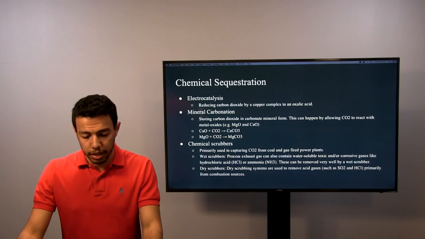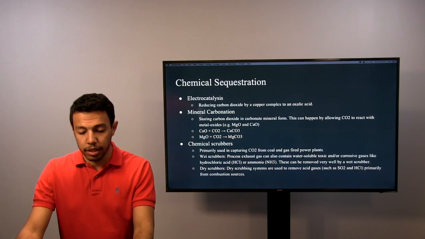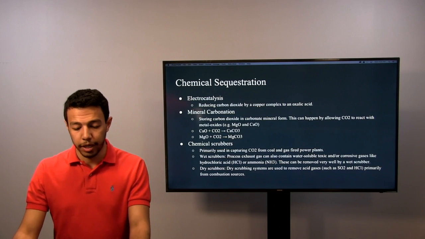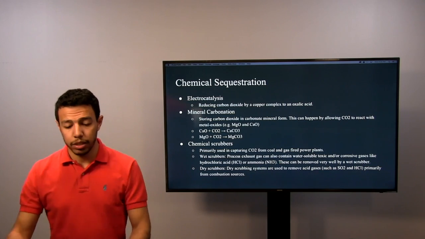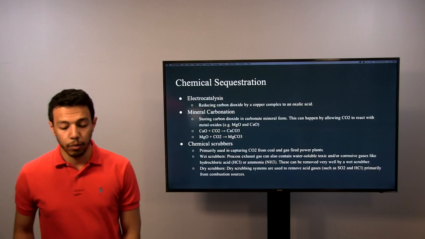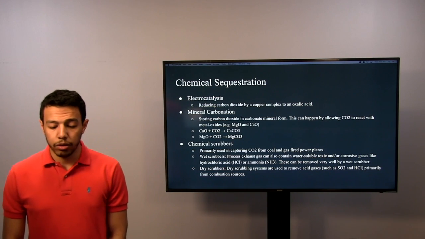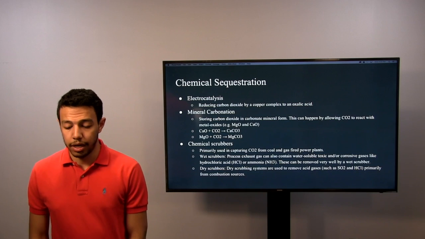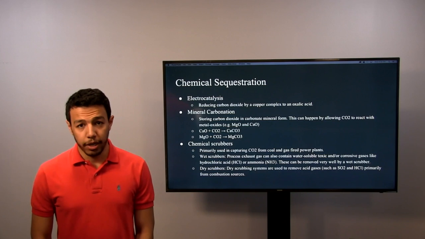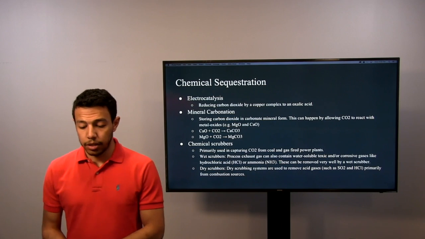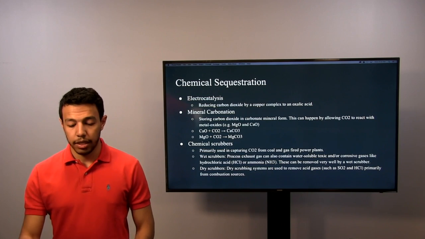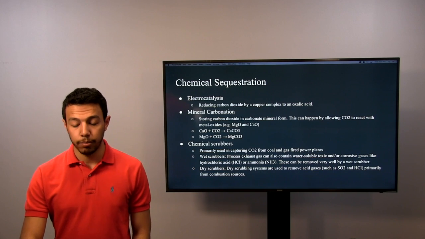Chemical scrubbers are a widely used method in power plants. They are primarily used in capturing CO2 from coal and gas-fired power plants. There are two types: wet scrubbers and dry scrubbers. In wet scrubbers, the process exhaust gas can also contain water-soluble toxic and/or corrosive gases like hydrochloric acid, HCl, or ammonia, NH3. These can be removed very well by a wet scrubber. Dry scrubber systems are used to remove acid gases such as SO2 and HCl primarily from combustion sources.